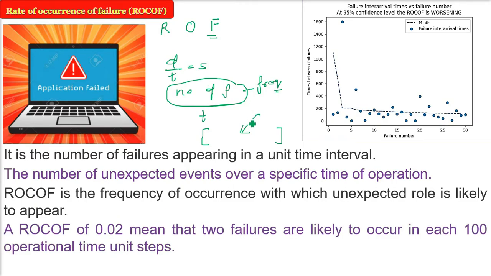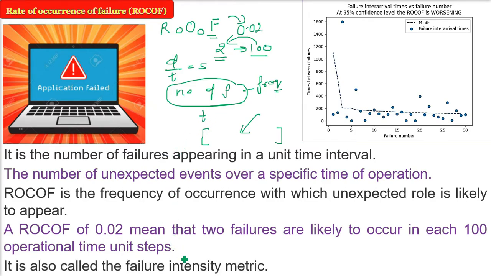Now for quantitative analysis: a ROCOF of 0.02, what does it mean? It means that two failures are likely to occur in each 100 operational time unit steps. The time can be defined however you like, but whatever time you have taken, it is two failures per 100 operational time units. The whole idea is finding out the rate of how much failure occurs. It is also called the failure intensity metric.